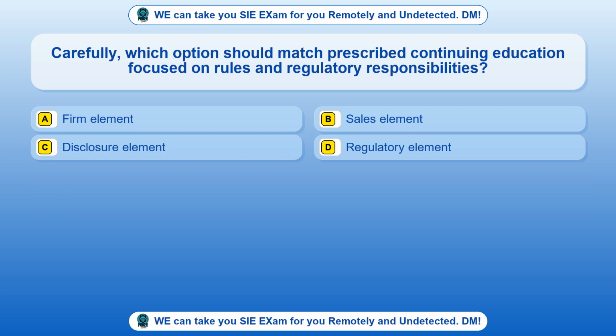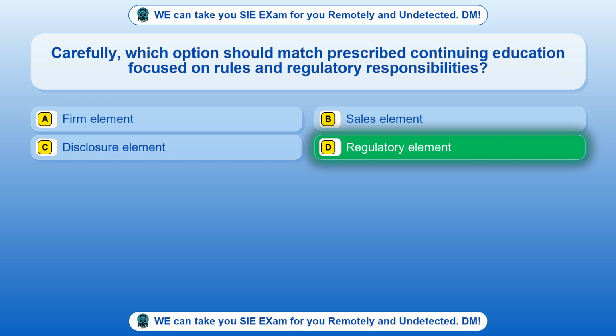Question 88. Carefully, which option should match prescribed continuing education focused on rules and regulatory responsibilities? Option A, firm element. Option B, sales element. Option C, disclosure element. Option D, regulatory element. The correct answer is option D, regulatory element.